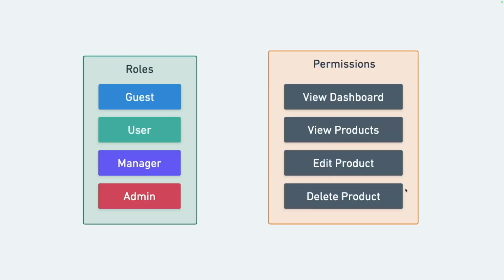Next, we will see that we're going to have these roles in our project. The roles would be the guest user, a user, a manager user, and an admin user. And then the permissions will be to view a dashboard, view products, edit a product, and delete a product. And we're going to map the roles with the permissions. So a role can have multiple permissions, or it can have a single permission.